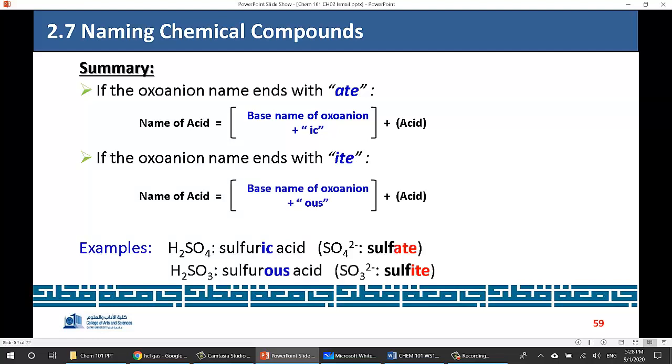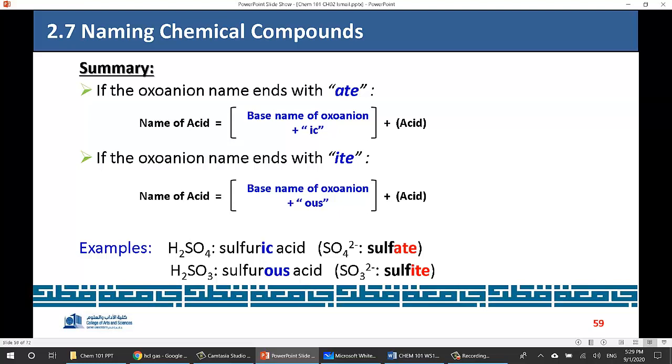So here's how you name this. You take the name of the anion, and if it's -ate, you make it -ic. If it's -ite, you make it -ous. An example of that is H2SO4. H2SO4 contains the SO4 2- ion, which is sulfate, and therefore it's called sulfuric acid. So sulfate, sulfuric acid. On the other hand, we have another acid, which is H2SO3. H2SO3 contains the SO3 2- ion, which is sulfite, and therefore it goes to -ous, and it becomes sulfurous acid. So this is how you differentiate between the two.